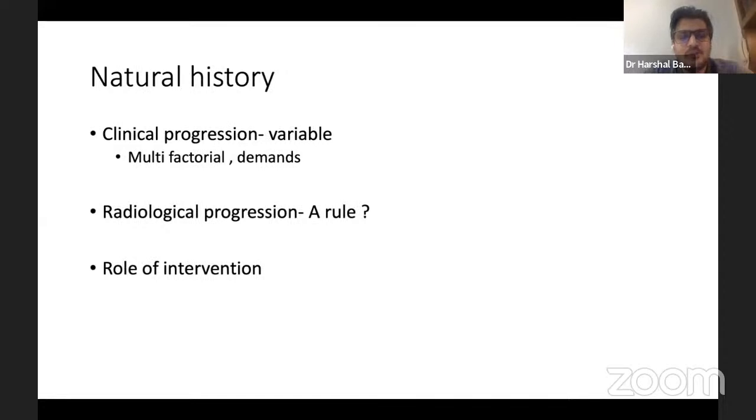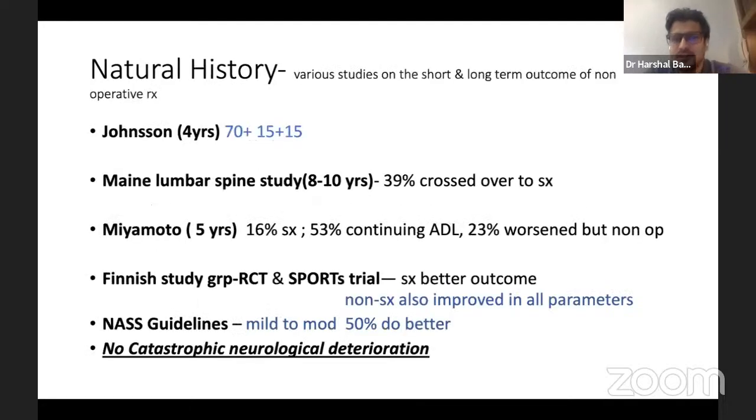So radiological progression has been reported to continue, but it is not clinically relevant or significant. The role of non-surgical as well as surgical interventions on natural history has also been a dilemma. You can see multiple papers. Johnson studied non-operatively treated LCS for 4 years. They found 70% remained status quo, 15% improved, and 15% deteriorated.